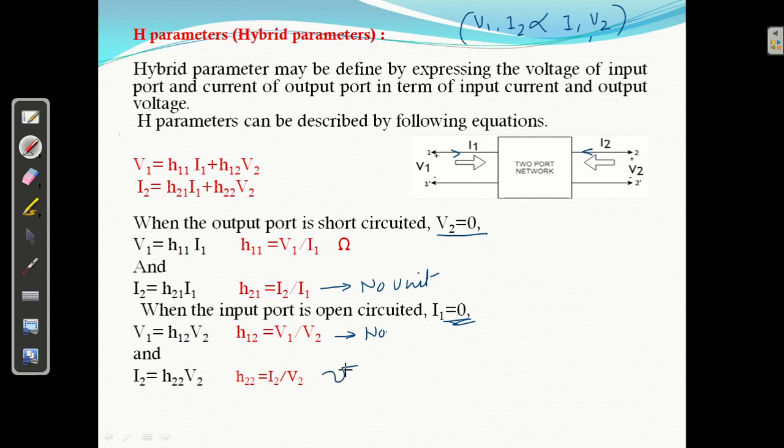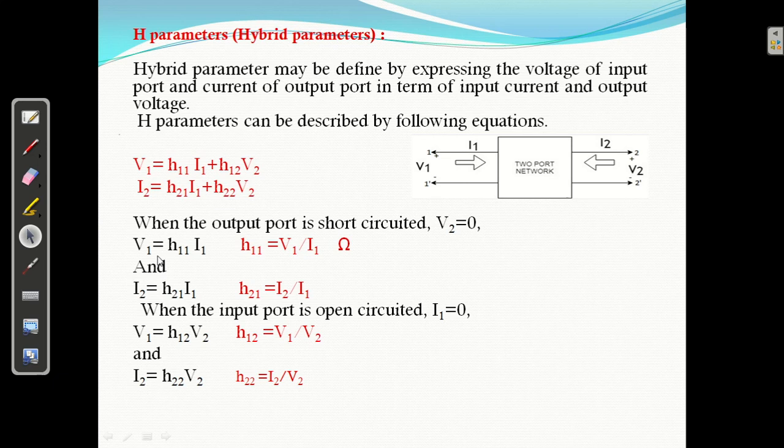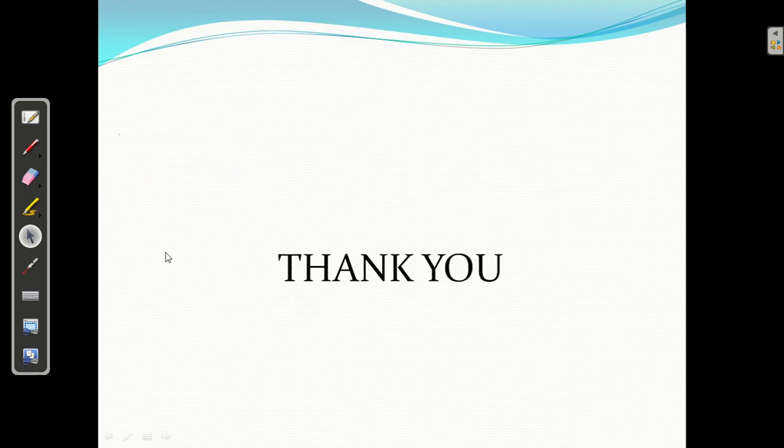Okay. So in this way you can find all parameters, and they are really very simple. You can get it. So in this way you can find all 4 parameters: Z parameter, Y parameter, transmission parameter and H parameter, right? So I'm stopping here. Thank you very much for listening to me carefully. Okay, and in the next lecture we will discuss the relationship between all these types of parameters. Okay, and that is important also.